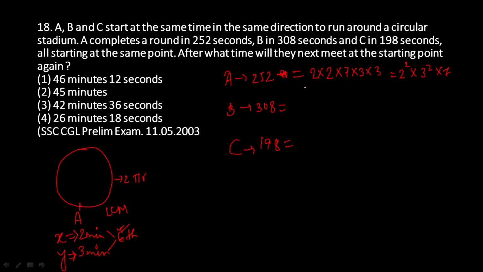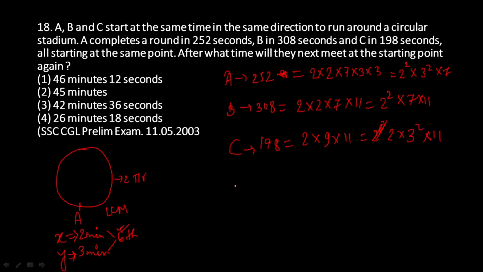What is 308? 308 is 77 into 4. So 2 into 2 into 7 into 11, which means 2 square into 7 into 11, right? And what is 198? 198 is 99 into 2. So 2 into 9 into 11, which means 2 square. It's not 2 square, it will be 2 only: 2 into 3 square into 11.